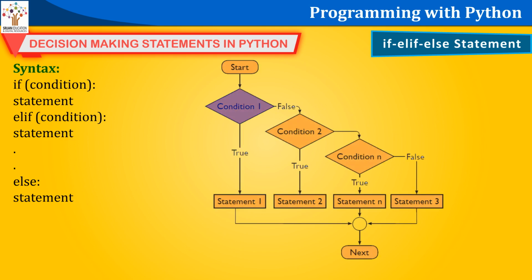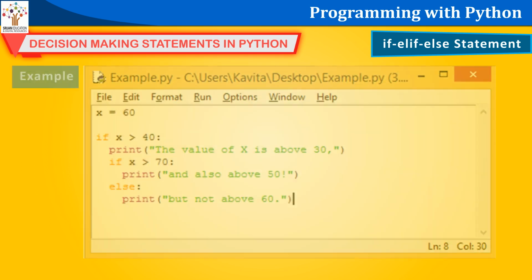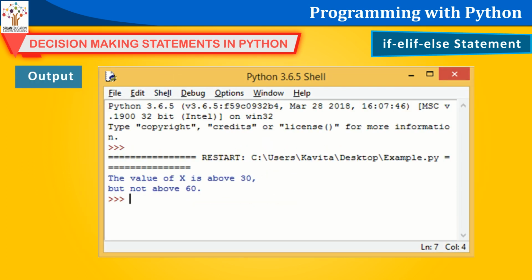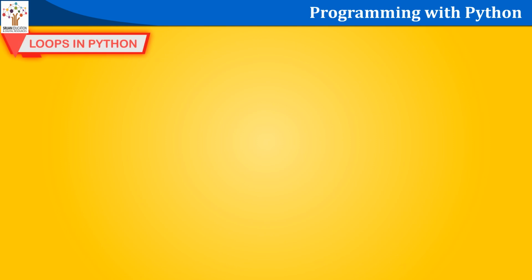Start, condition 1, true, statement 1, next. False, condition 2, true, statement 2. Condition n, true, statement n, next. False, statement 3, next. Example, output. Loops in Python.